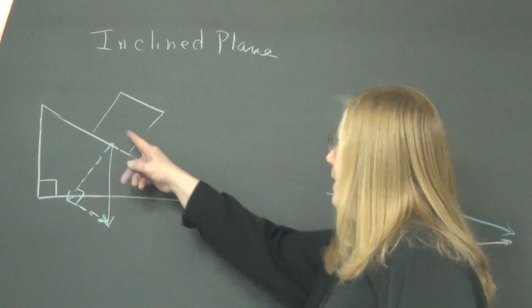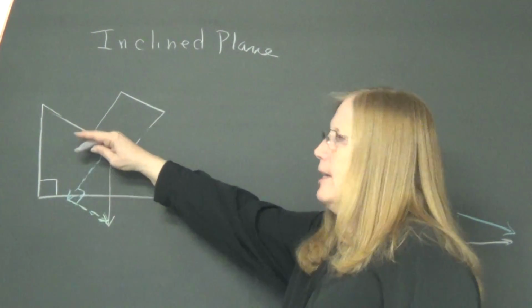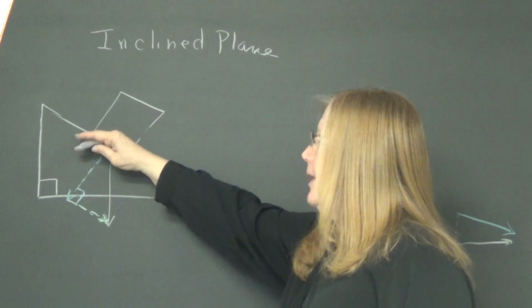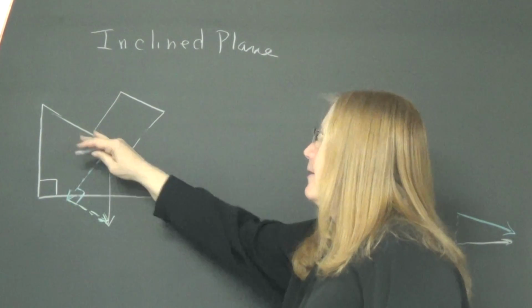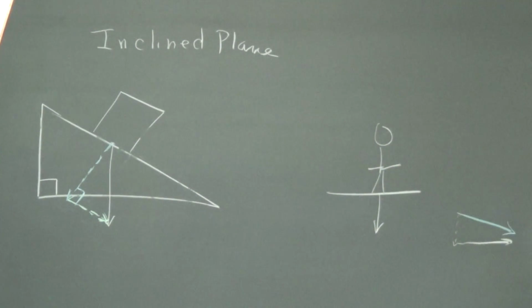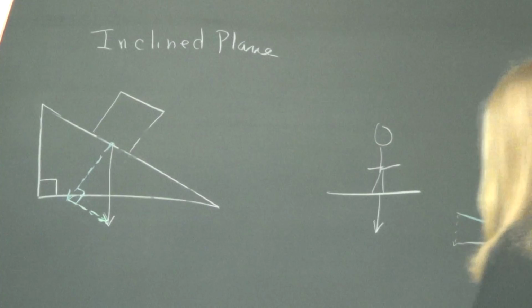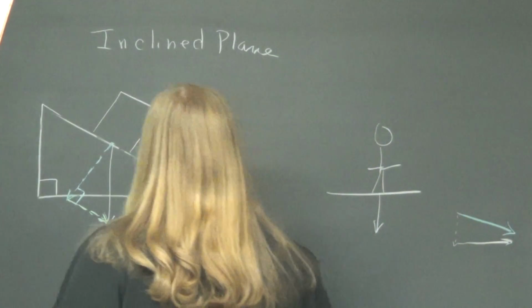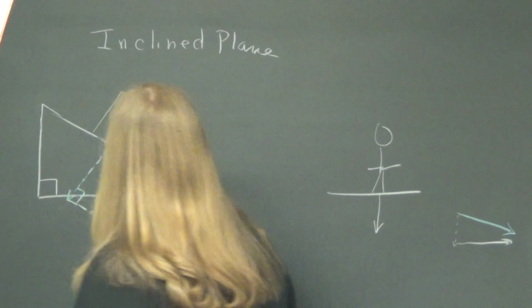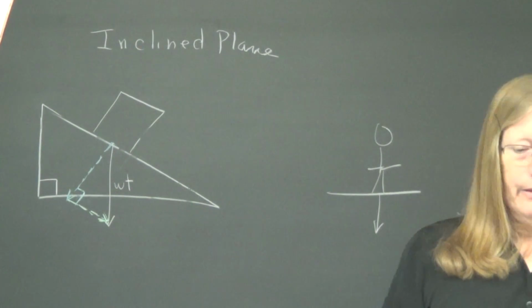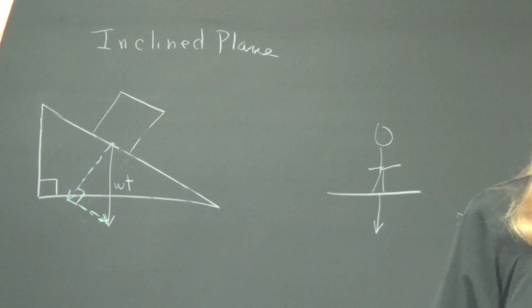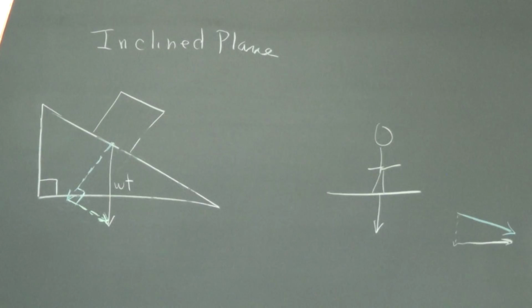Alright, so we have a component that's perpendicular to the surface of the inclined plane and the component that's parallel to the surface of the inclined plane. Questions so far? Alright, so this one, the force, I'll just call it the weight. So I'll just put WT there for the strength of that force. The measure of that force is the weight of the box.